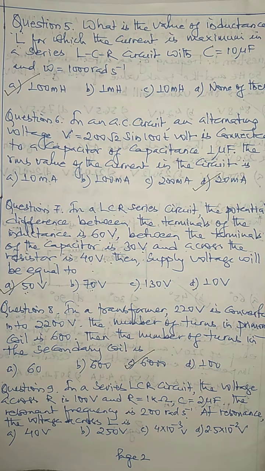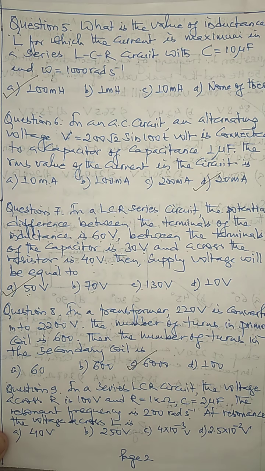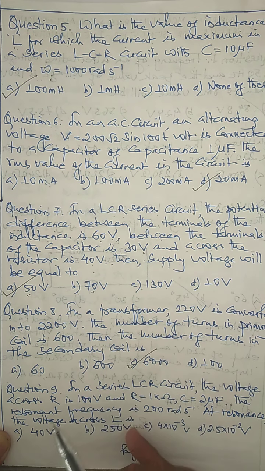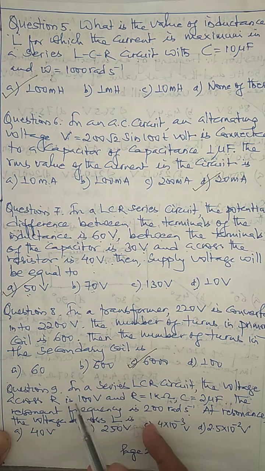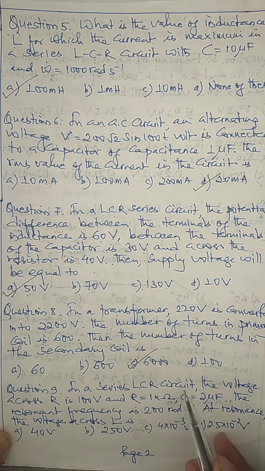Alright, children, we'll now solve the next problem, that is question number 9. We are still solving important MCQ numerical questions from the chapter Alternating Current. Now question number 9 says that in a series LCR circuit, we are again dealing with a series LCR circuit.